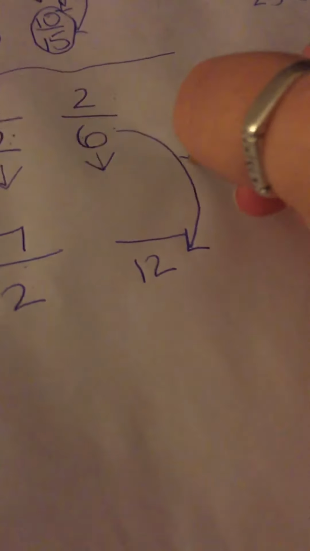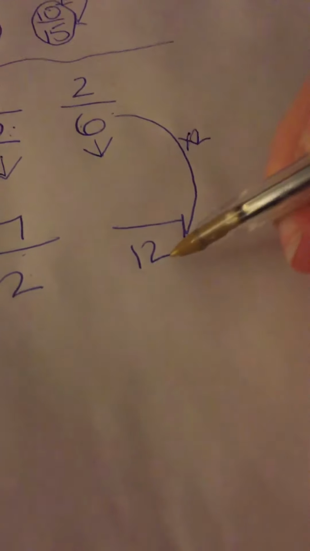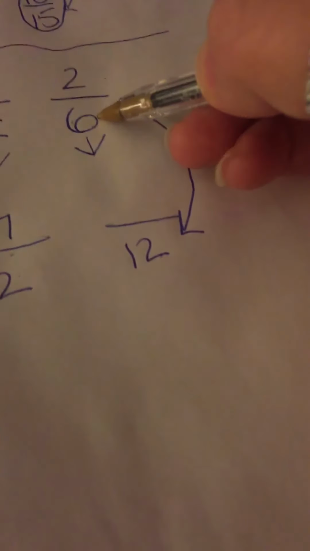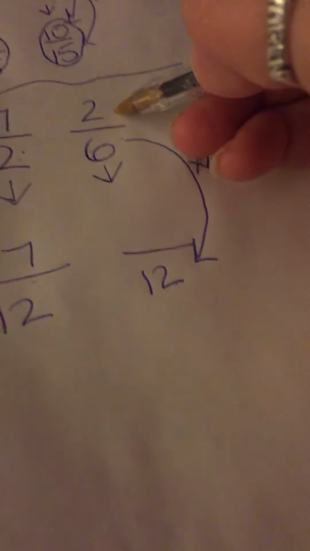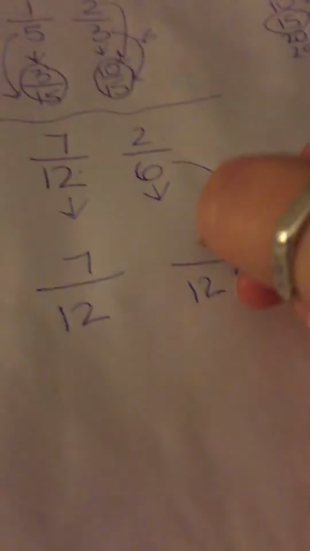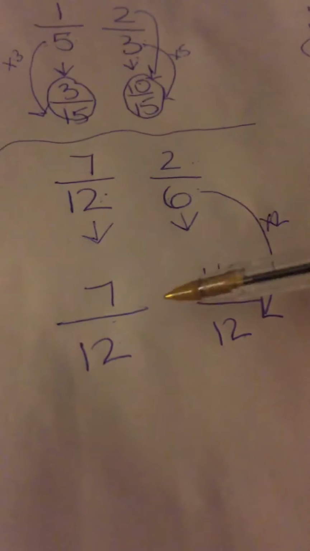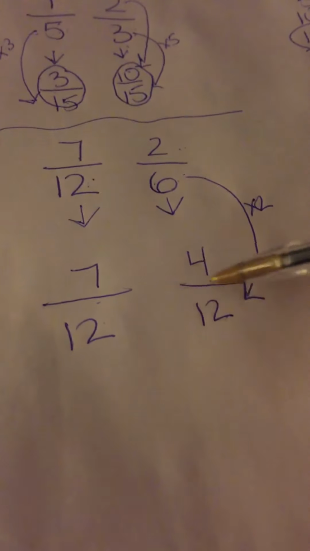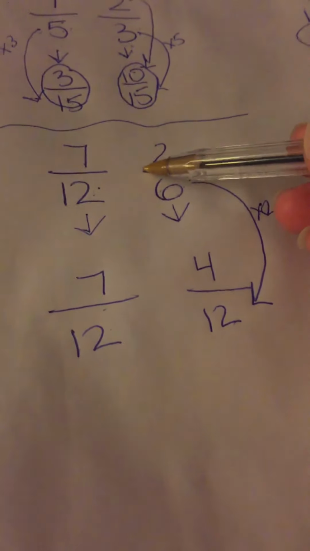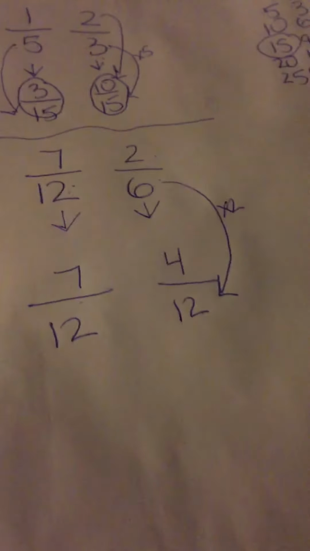Over here, my 6 was converted to a 12, and I need to think, how would I convert that? Well, that would be by multiplying by 2. 6 times 2 is 12. And since I multiplied the denominator by 2, I have to do the same to the numerator. 2 times 2 is 4. So my new pair of fractions with a common denominator that are equivalent to my initial fractions are 7/12 and 4/12.